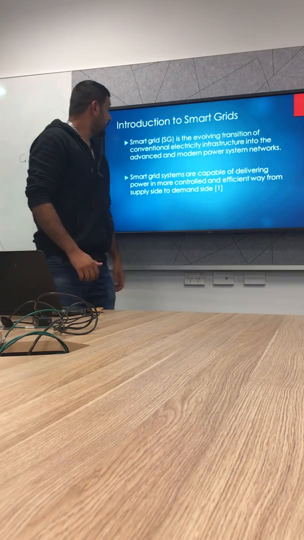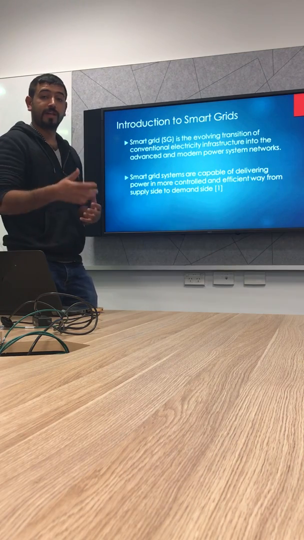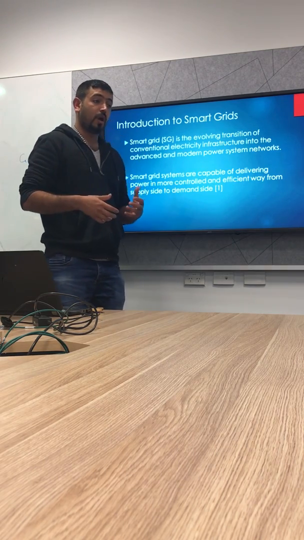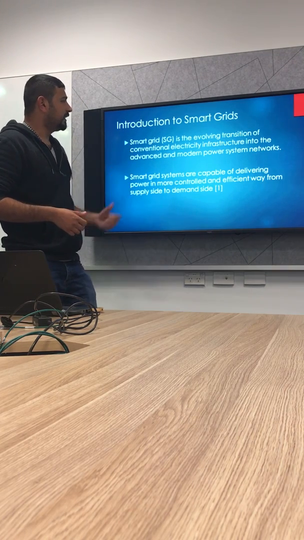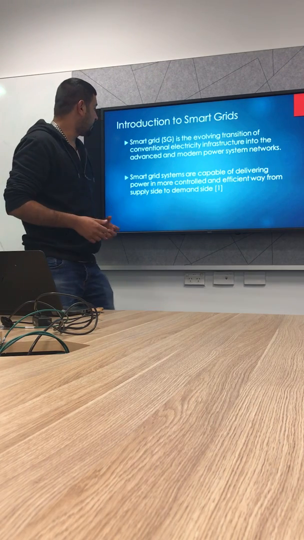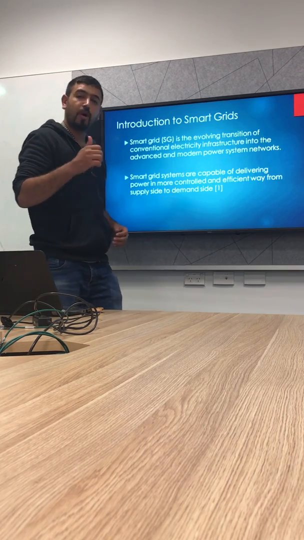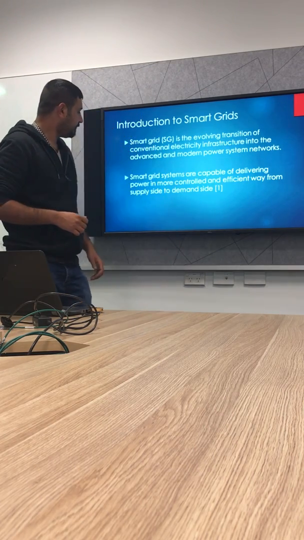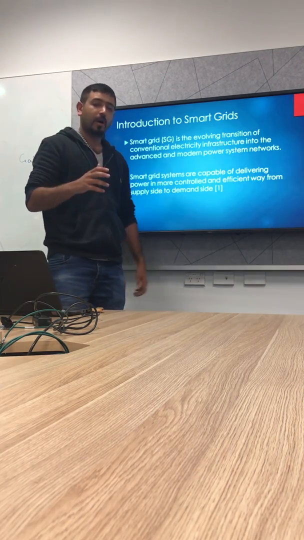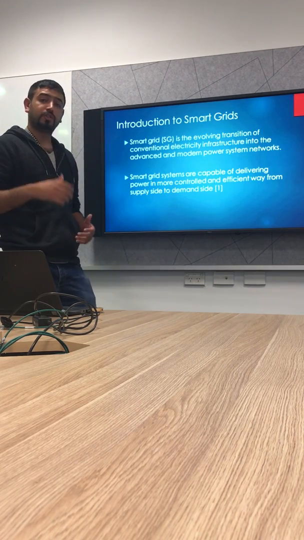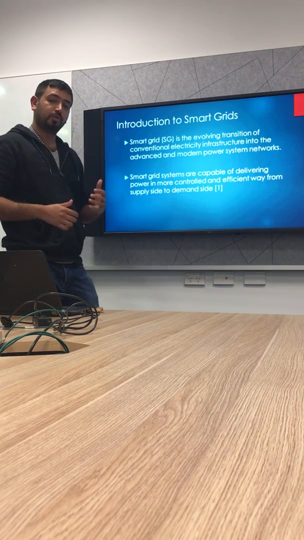Starting with my topic, first of all I want to introduce what the smart grid is and how it is effective with respect to our traditional infrastructure of electricity. Smart grid is the evolving transition of conventional electricity infrastructure into advanced and modern power system networks. Secondly, smart grid systems are capable of delivering power in a more controlled and more efficient way from the supply side to the demand side.